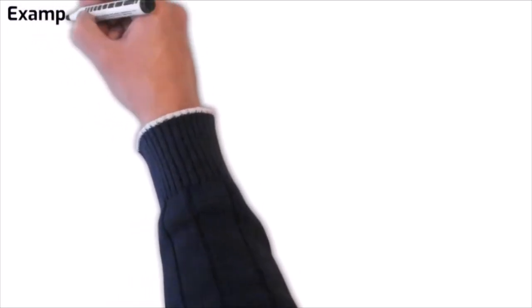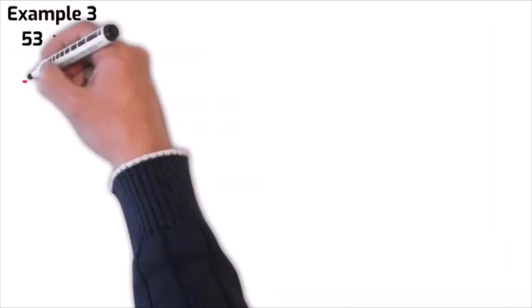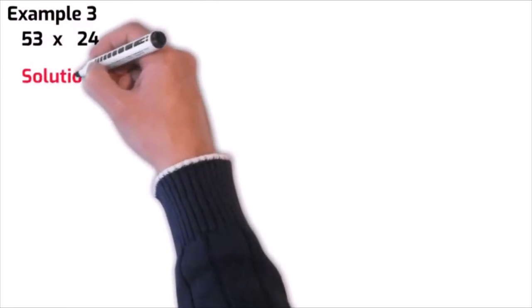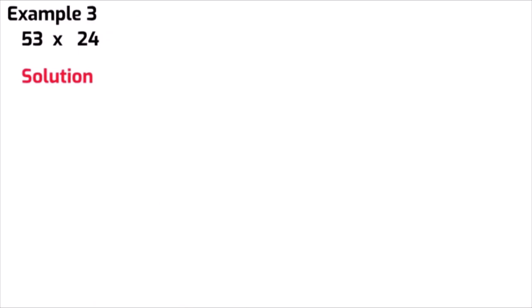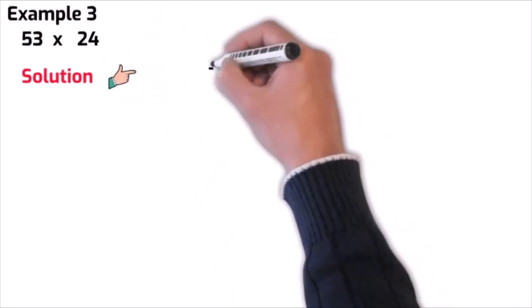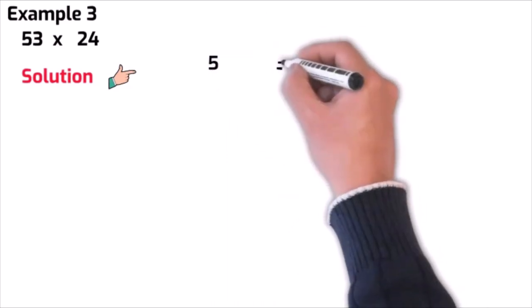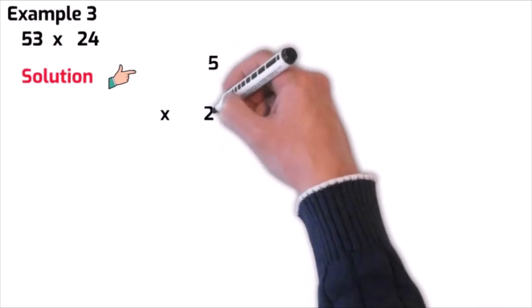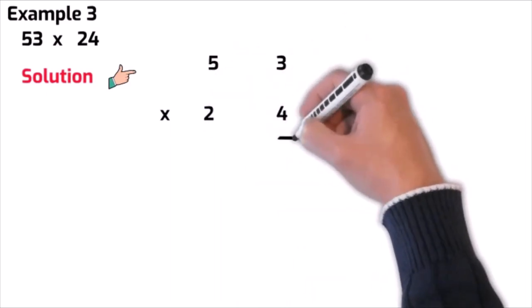Let's now take another example. Example 3: 53 times 24. Solution. First, we need to set up our numbers like this. 53 times 24.